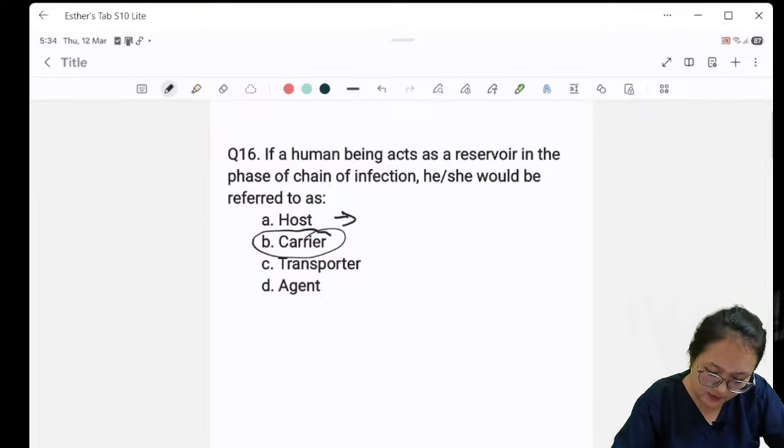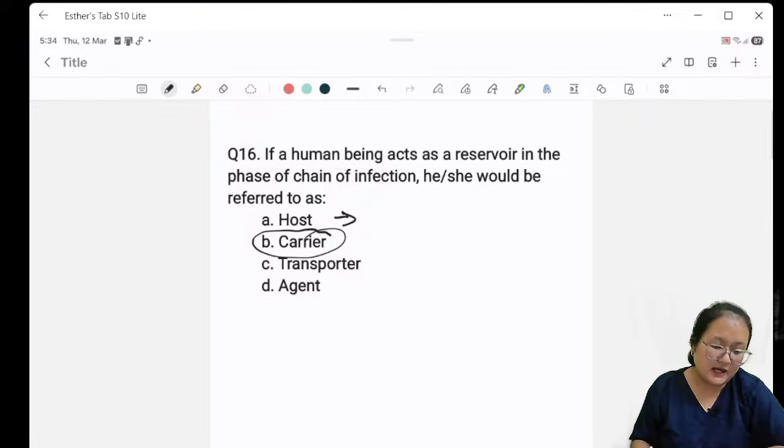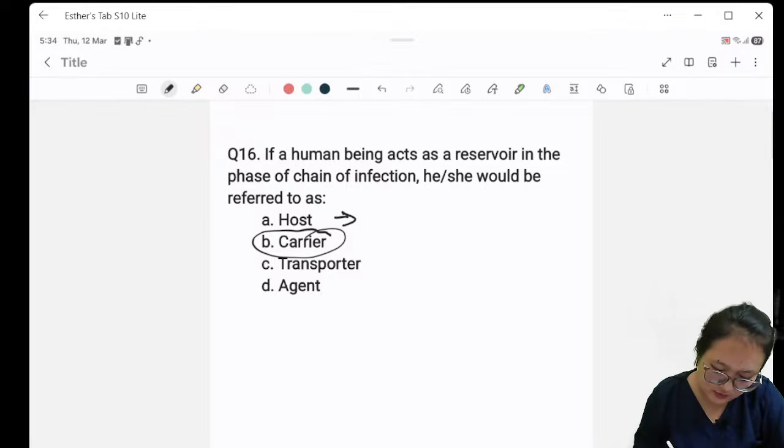And when we say transporter, they are not infected. However, they can transport. Then when we say agent, it means the entity which can cause the disease. It's called an agent.